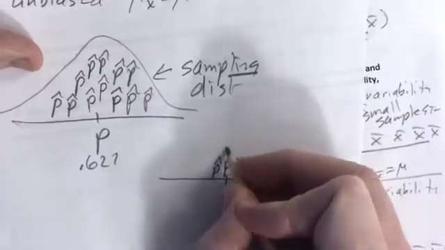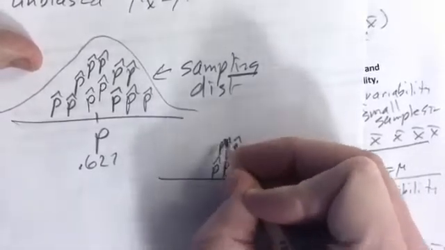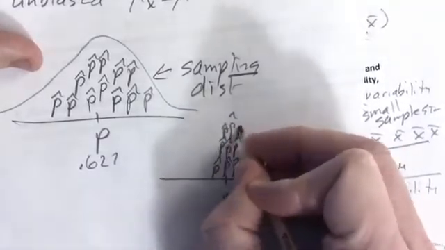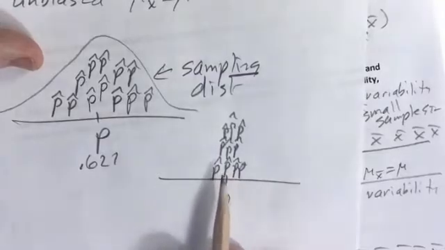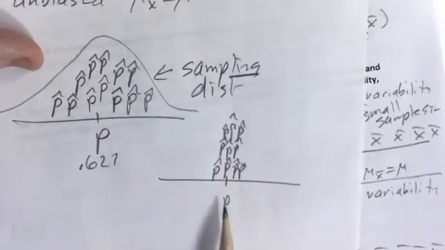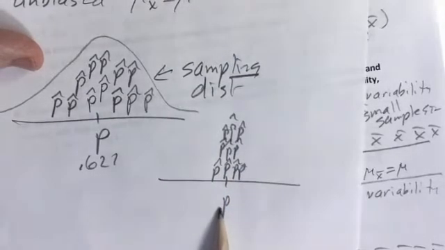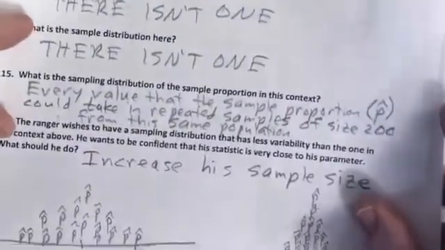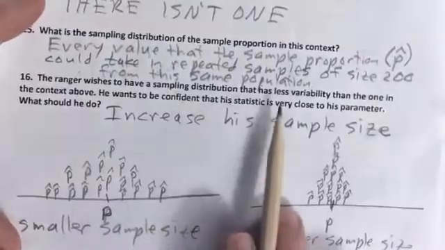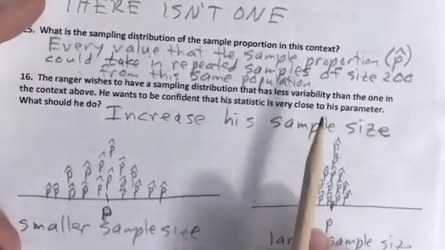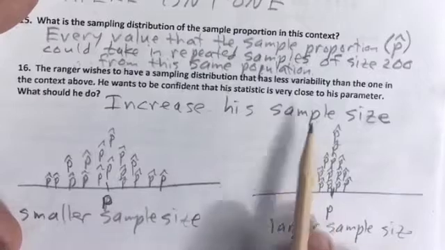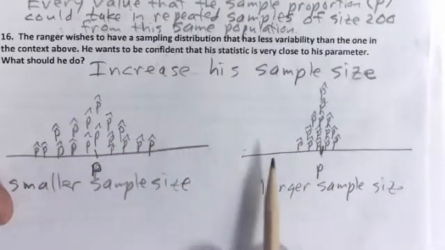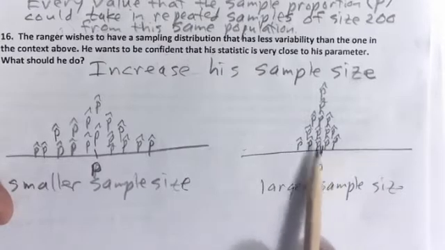And so when that happens, we can be confident that our p hat, if our sampling distribution looks like this, so we don't know which one of these p hats we're getting, but we can be pretty confident that our p hat's going to be close to p because of the large sample size. Okay, and so that's the answer to the last question: how should he decrease his variability, have less spread? Increase his sample size. A smaller sample size means the p hats are going to be spread out. The larger sample size is going to bunch them together.